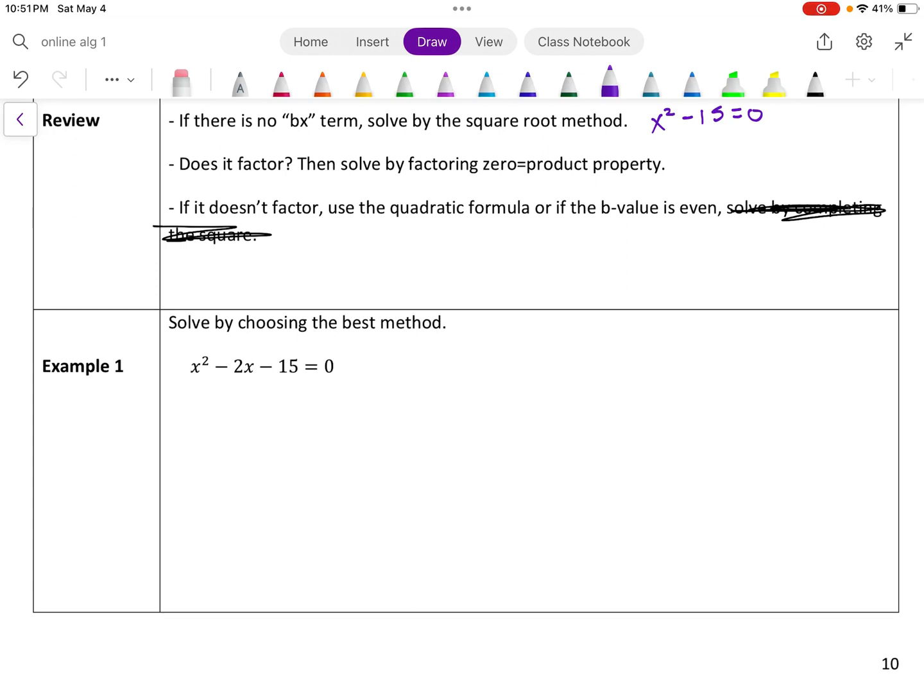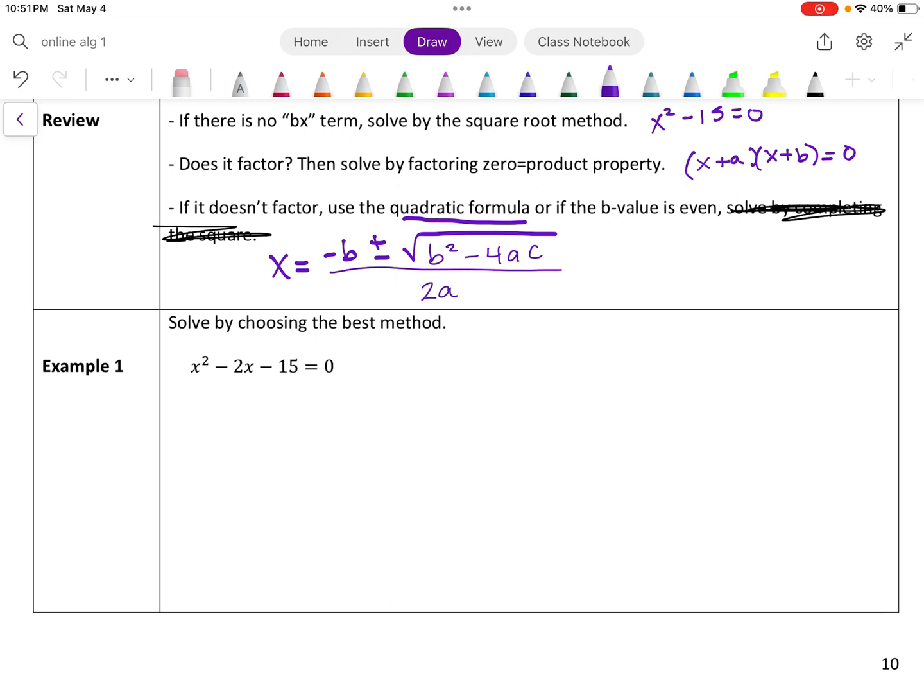Factoring, you have to have numbers that are factorable, which means you have to be able to factor it into something in this form if you want to be able to use the factoring method. If you can't use the square root method and you can't factor, then you have to use the quadratic formula. Say it with me. The quadratic formula is x equals negative b plus or minus the square root of b squared minus 4 times a times c, all divided by 2 times a.